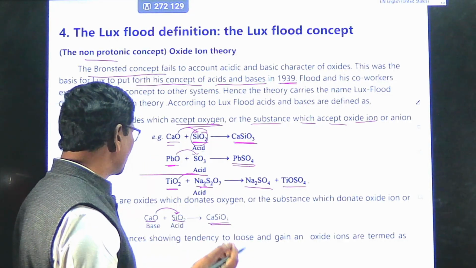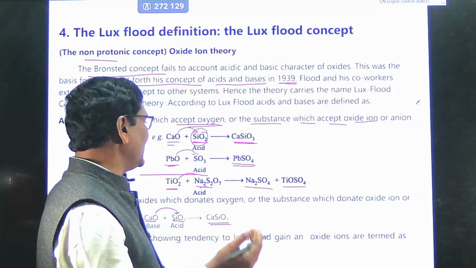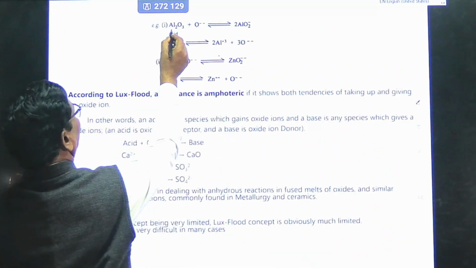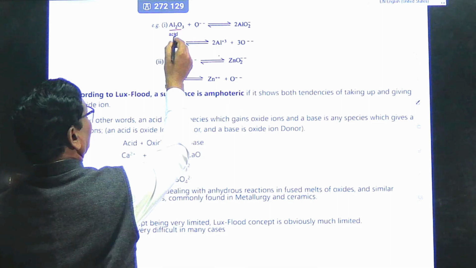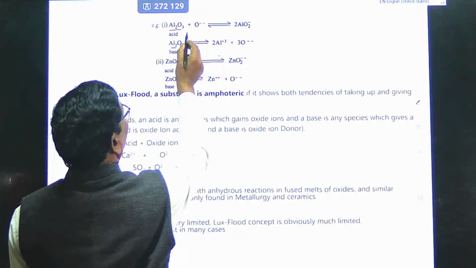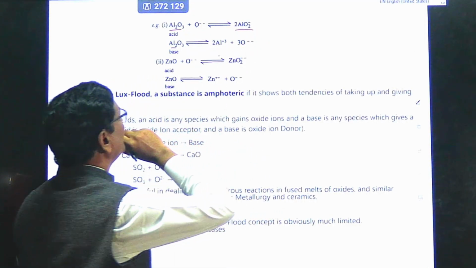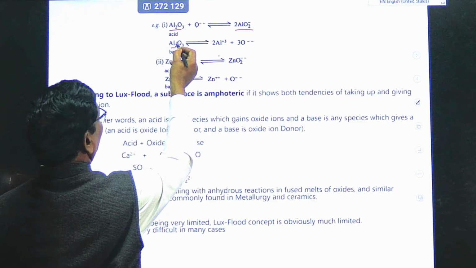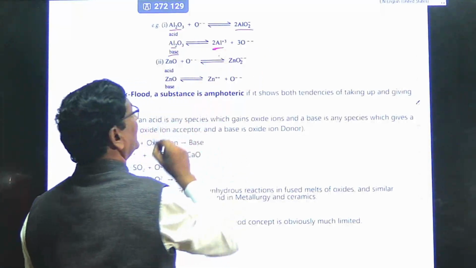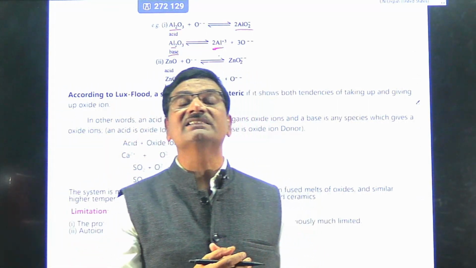Substances showing the tendency to lose or gain an oxide ion are termed amphoteric. In the next reaction, if you see Al2O3, the same substance in different reactions acts as an acid as well as a base. When it donates the oxide ion, formation of AlO2 minus takes place twice, and here Al2O3 acts as a base. In the other reaction, the oxide ion is accepted and formation of Al plus 3 takes place. When the same substance acts as both acid and base, that is called amphoteric nature.